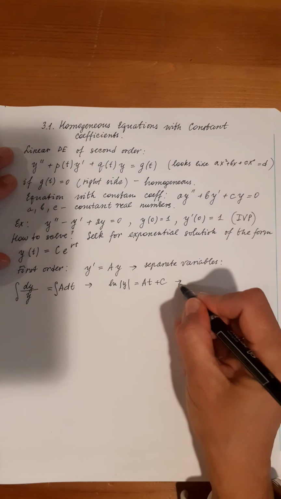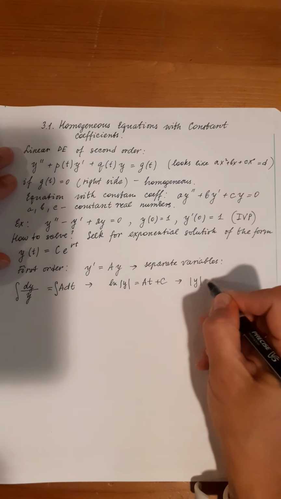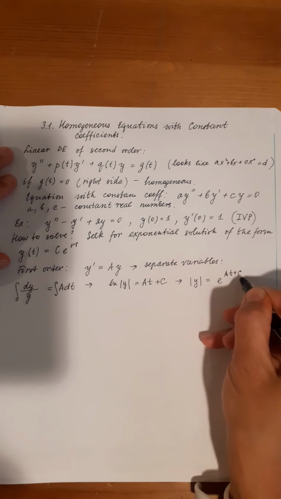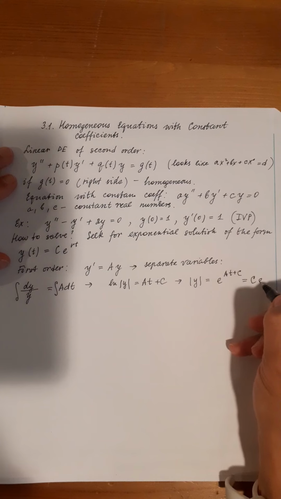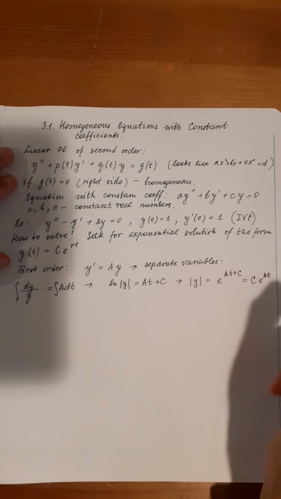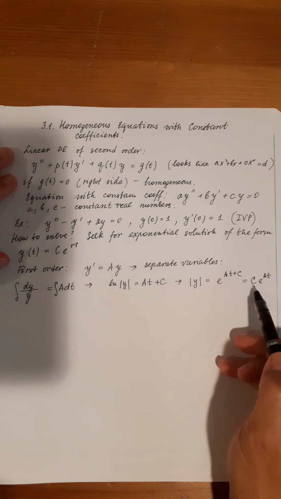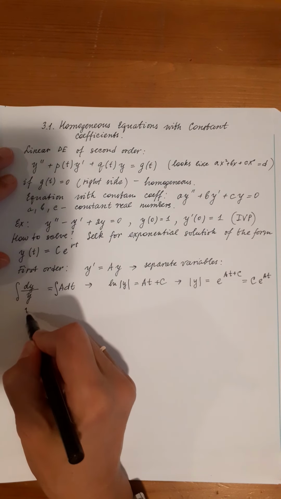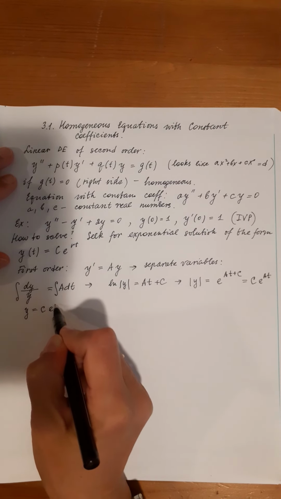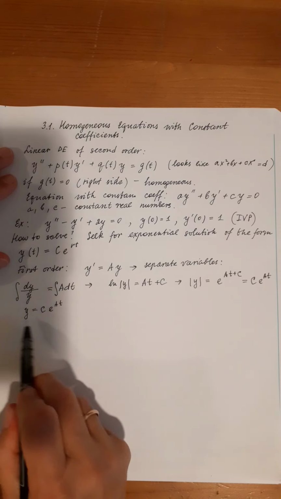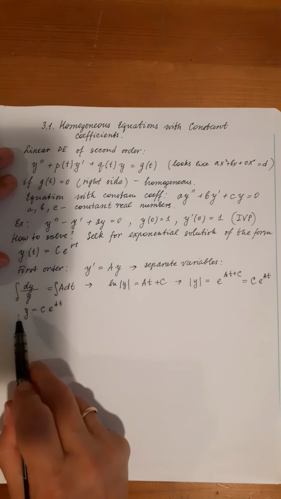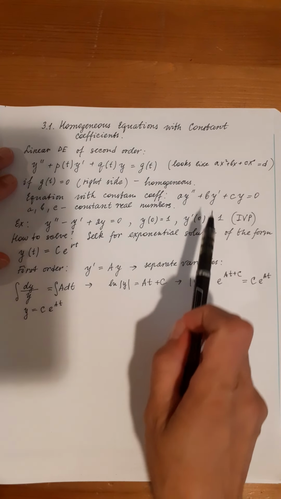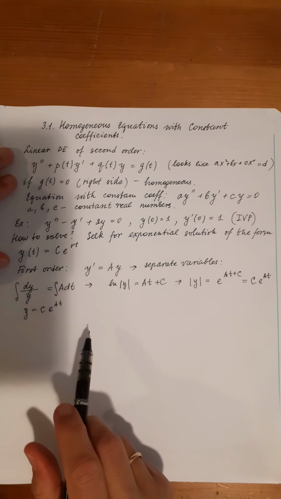Now we are going to raise it to the power of e. So we have the absolute value of y equals e to the power of at plus c, which we can write down as c e to the power of at. Here c is positive, but if we drop the absolute value, we are going to get a solution like e to the power of at. Well, you see that my solution looks like an exponential for this equation. Maybe this equation is going to have an exponential solution too.